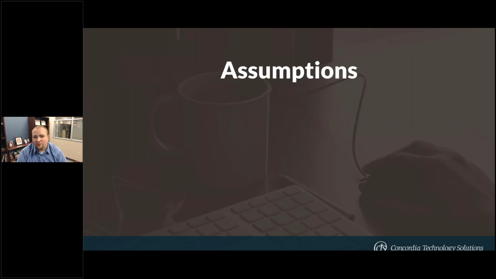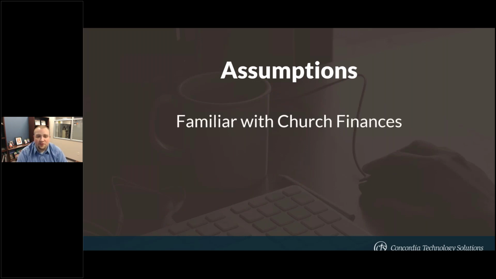Before I go too far, I have a few assumptions about you that I have made, and I'll validate some of those assumptions in a moment. I'm assuming you're familiar with church finances. If you weren't at least a little bit familiar, you probably wouldn't be here unless you're really starting from scratch and somebody called you up yesterday and said, hey, we want you to take over our finances. That would be a scary phone call to get, but you're in the right place to get started.